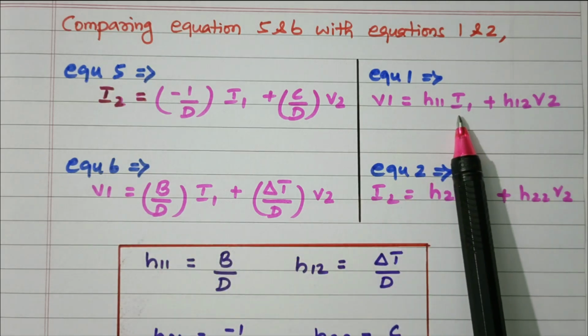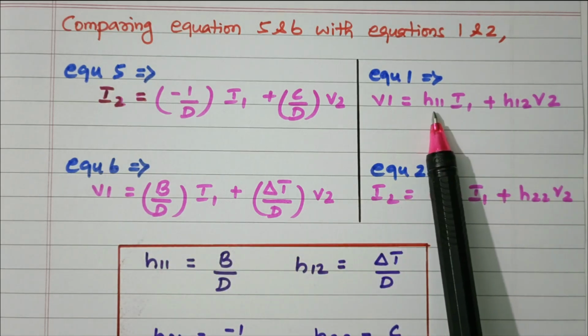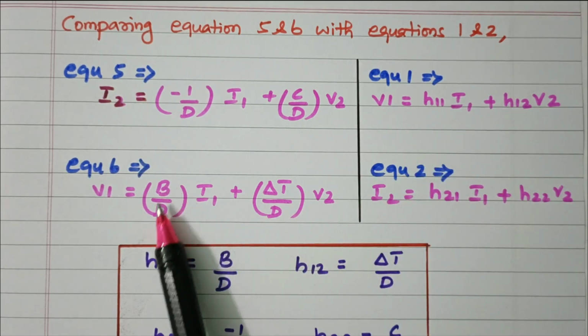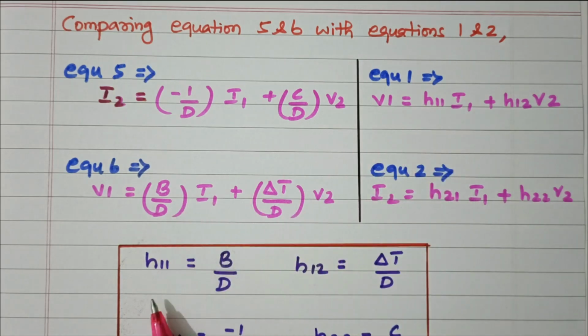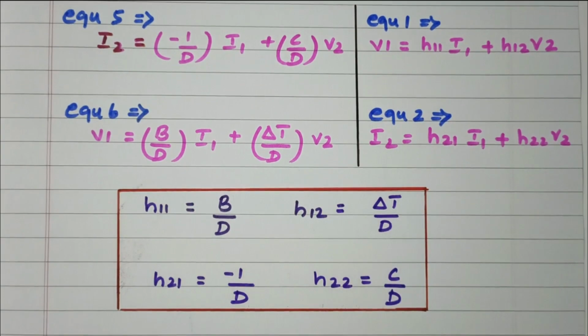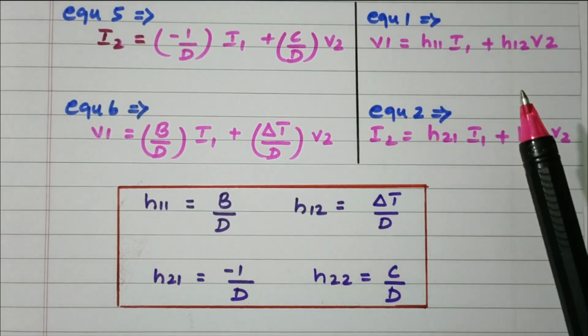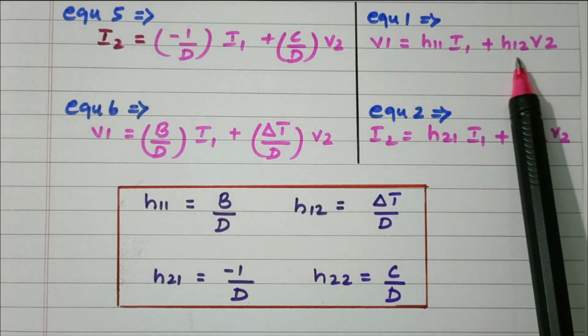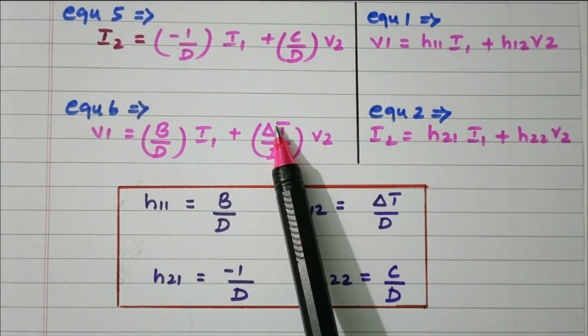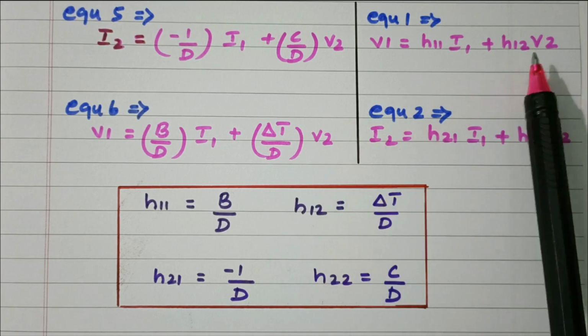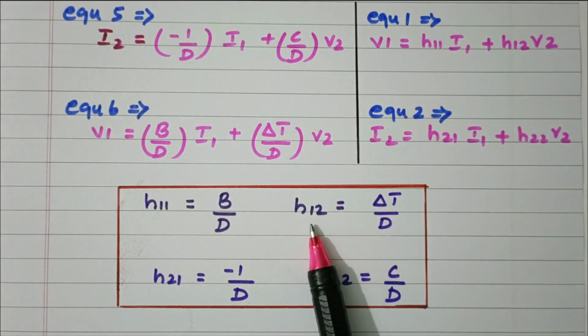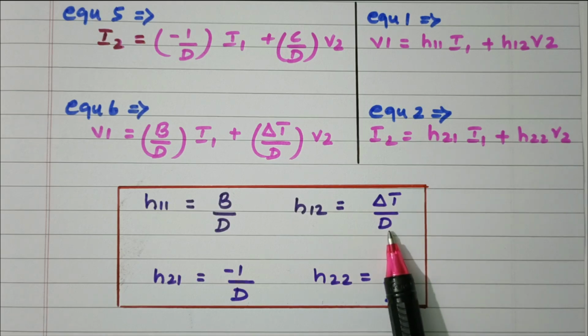Here the coefficient of I1 is H11. Here coefficient of I1 is B by D. So both are equal. H11 equal to B by D. Right? Similarly, the coefficient of V2 is H12. Here coefficient of V2 is delta T divided by D. So both are equal. H12 equal to delta T divided by D.